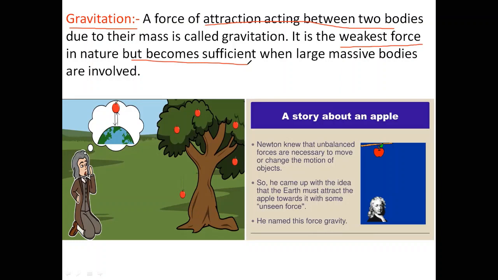Now I'm going to tell one story of Sir Isaac Newton. Once he was sitting under an apple tree and suddenly one apple fell on his head. Here you can see in the picture, Sir Isaac Newton was sitting under an apple tree and an apple suddenly fell on his head, and he started thinking about the force which caused it to happen. He started thinking, why does the apple fall towards the earth, why not upward?